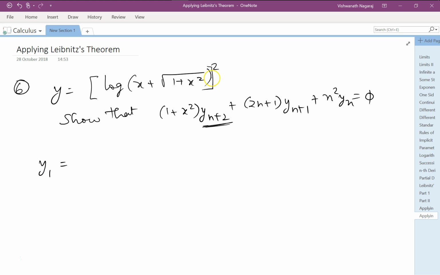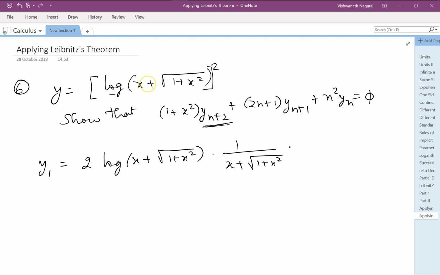Okay, now this looks very complicated. Just take it step by step. Take the exponent first. So 2 log, everything else remains as it is. Okay, 2 minus 1, 1. Now take the next one, log. So log is nothing but 1 by x plus square root of 1 plus x square times.